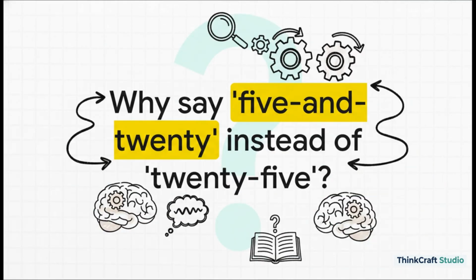Okay, let's just dive right into the heart of the puzzle. You hear a German number like vierundzwanzig, and your brain just, well, it kind of short circuits, right? 5 and 20? Why on earth do they say it backwards? It's a classic hurdle for learners, and it's exactly what we're here to figure out.